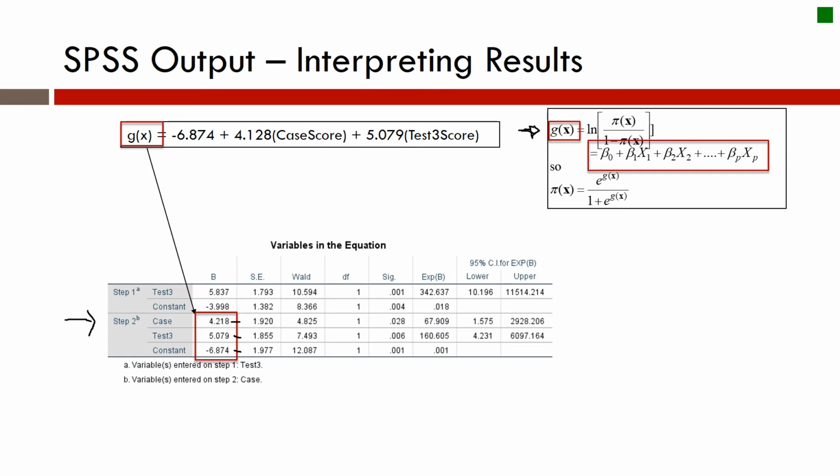And you'll notice that the g of x variate or function for each individual respondent is calculated above. So we have negative 6.874 for the constant plus 4.128, which is multiplied by the case score for each respondent, plus 5.079 times each respondent's test 3 score. And that will give us our g of x calculation for our analysis.